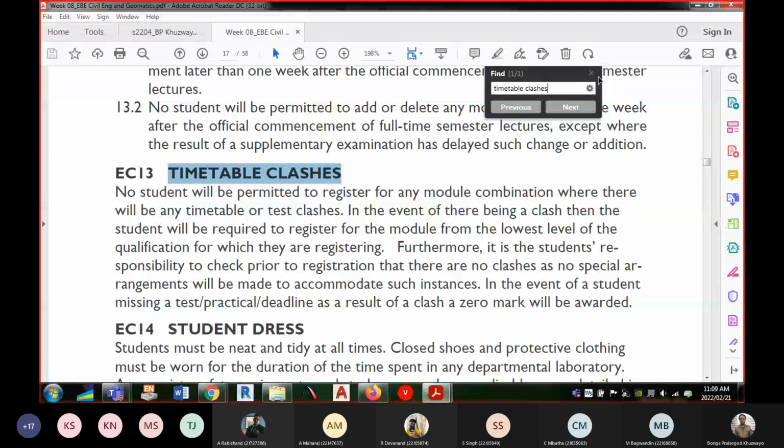Okay. So we've gone through the timetable. My timetable is supposed to correspond with your timetable with respect to time, right? So please make sure.